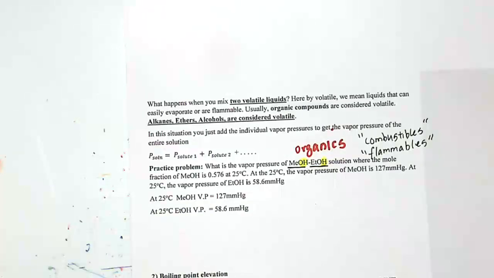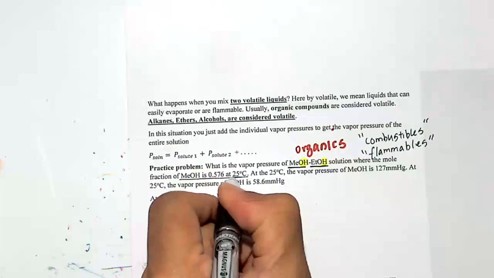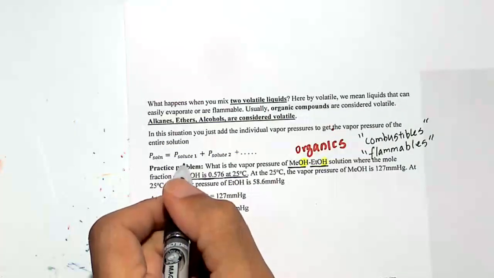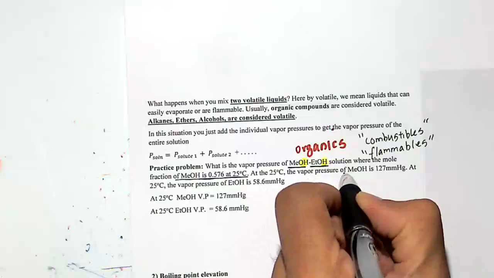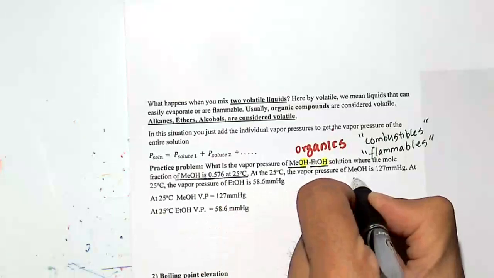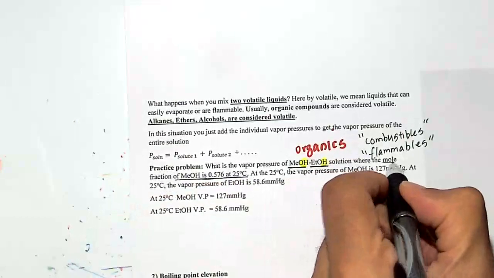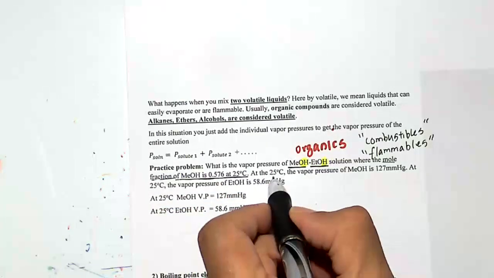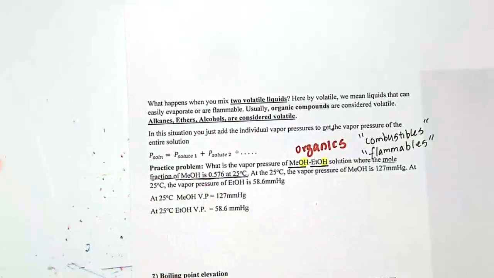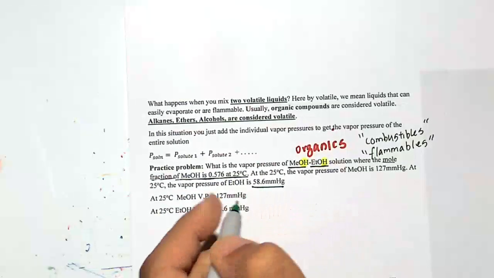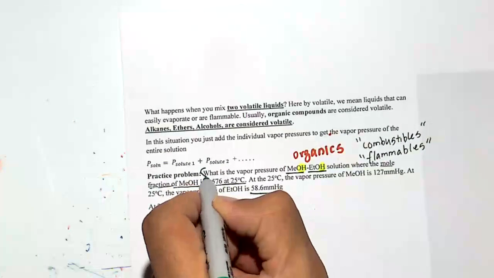Very good. So here we have two liquids, and the mole fraction of one of them is 0.576 at 25 degrees. Remember, vapor pressure is quoted at a specific temperature. At 25 degrees, the vapor pressure of methanol by itself is 127 millimeters of mercury. So we have the mole fraction here of methanol. And at 25 degrees, the vapor pressure of ethanol is 58.6 millimeters of mercury. So what are they asking for? They're asking for the vapor pressure of this solution.